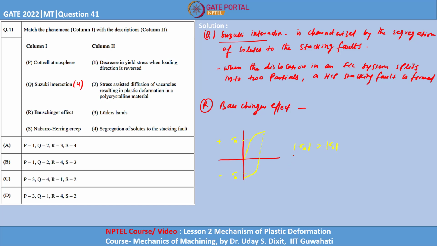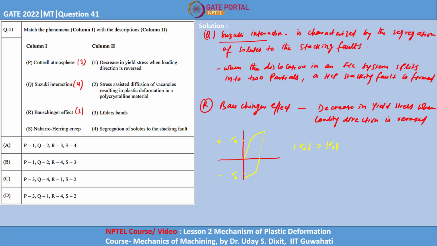This phenomenon of decreasing yield stress when the loading direction is reversed is known as the Bauschinger effect. So the Bauschinger effect is basically a decrease in yield stress when the loading direction is reversed, right? So for option R, option 1 in the column 2 will be the correct match. For P it was Luders band, Q it is option 4, and R it is option 1.